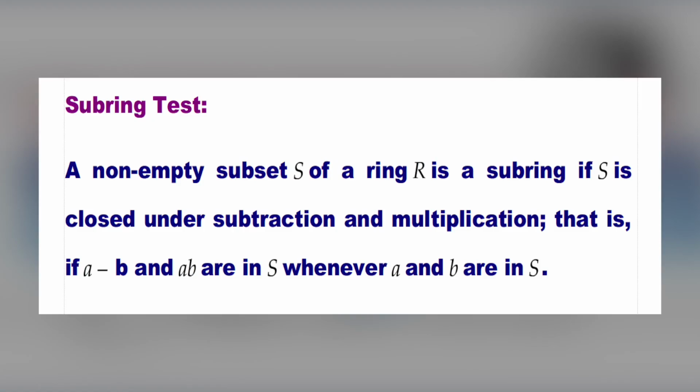There is a simple test for subrings, as follows. A non-empty subset S of a ring R is a subring if S is closed under subtraction and multiplication. That is, if a minus b and ab are in S, whenever a and b are in S.